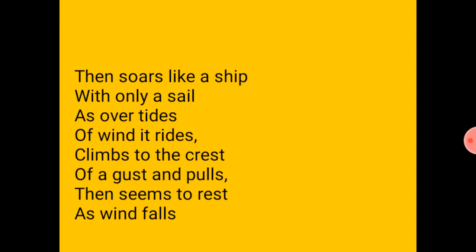So sometimes when there is a strong gust, meaning a strong rush of wind, the kite goes to the crest. Crest means height. So it goes high in the sky, and sometimes when the wind is not strong, it comes down, and then it seems that the kite is taking rest.